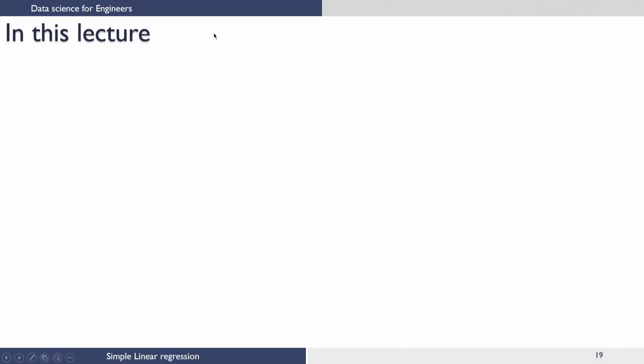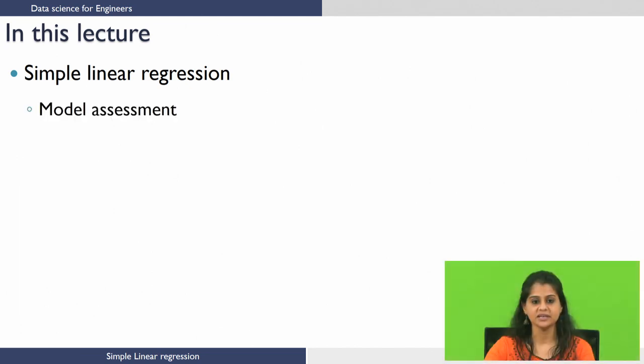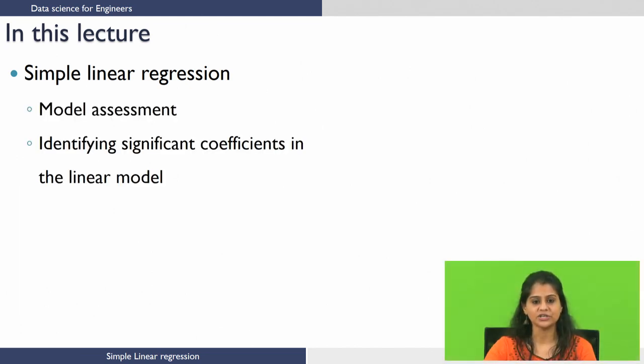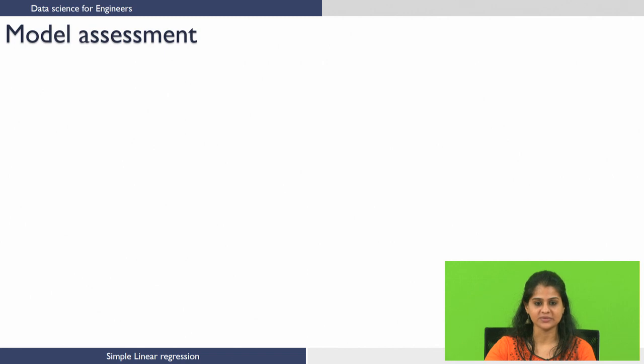So, welcome to the second lecture on implementation of simple linear regression using R. In the last lecture, we saw how to read data from a text file, how to visualize the data, how to build a linear model and how to interpret it. In this lecture, we are going to look at simple linear regression model assessment. As a part of this, we are also going to look at how to identify significant coefficients in the linear model. Now, let us start with model assessment.